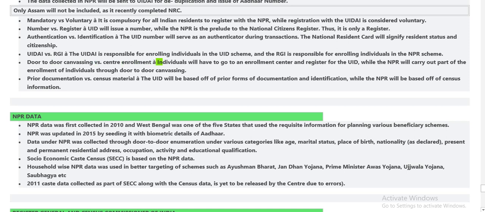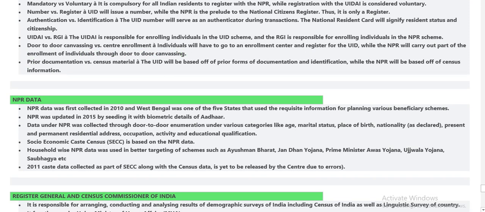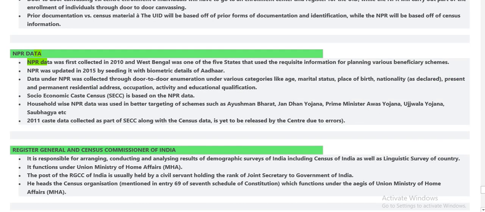UID versus RGI. The UID is responsible for enrolling individuals in the UID scheme, and the RGI is responsible for enrolling individuals in the NPR scheme. Door-to-door canvassing versus center enrollment. Individuals will have to go to an enrollment center and register for the UID, while the NPR will carry out part of the enrollment of individuals through door-to-door canvassing.